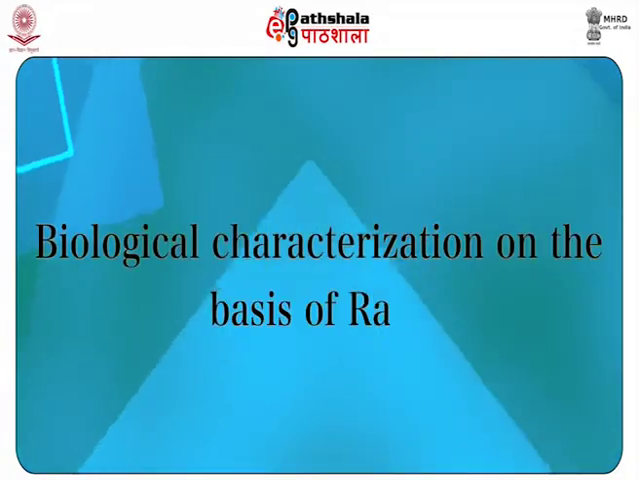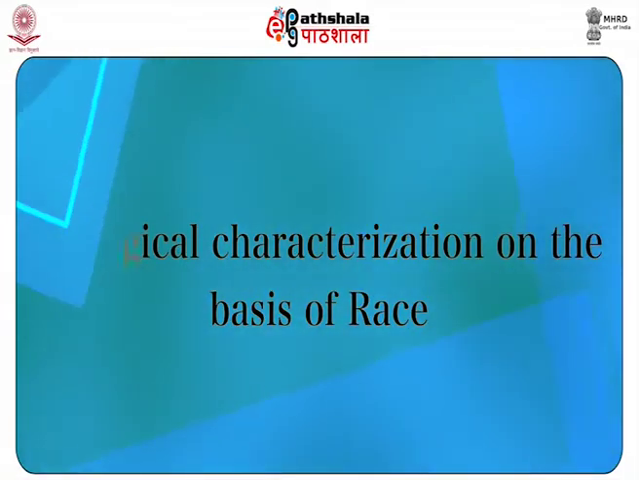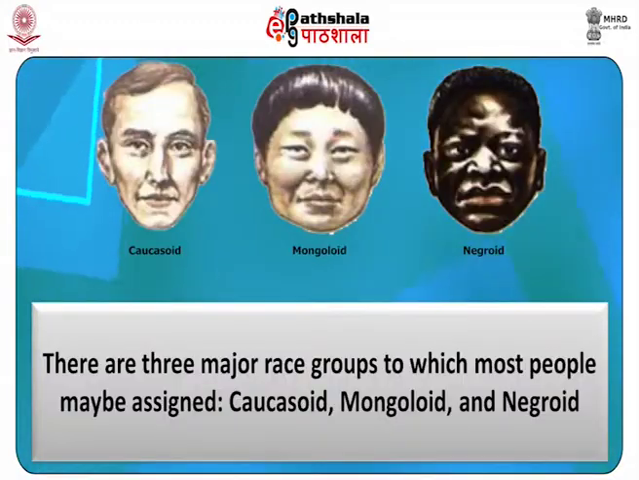Now, we will study the biological characterization on the basis of race. Race may be defined as a rough classificatory mechanism for the biological characteristics. There are three major race groups to which most people may be assigned, that is the Caucasoid, Mongoloid and Negroid. However, there will always be the equivocal cases because of admixture.